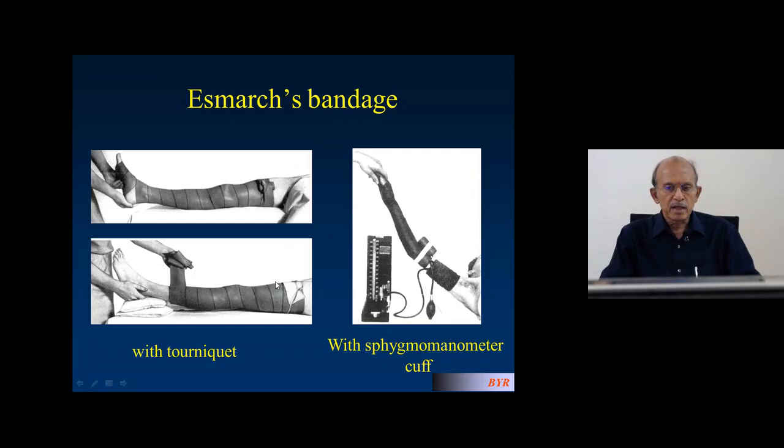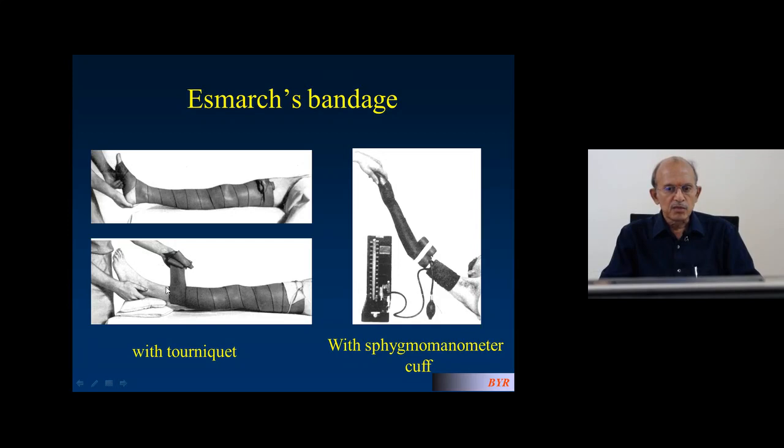They inflate it above the level of systolic blood pressure. If the systolic blood pressure is 120, they keep the cuff at 130 millimeters of mercury, so at that pressure the arteries will be blocked. By squeezing with this bandage, all the blood is squeezed away from the limb. Then they take away the bandage. Now the blood is not there in the lower limb, so the surgeon will operate in a bloodless field.